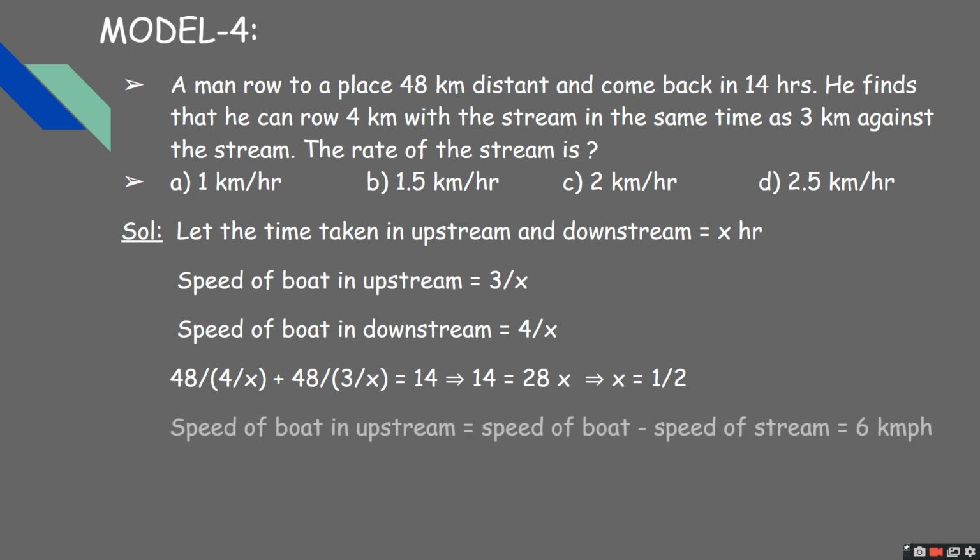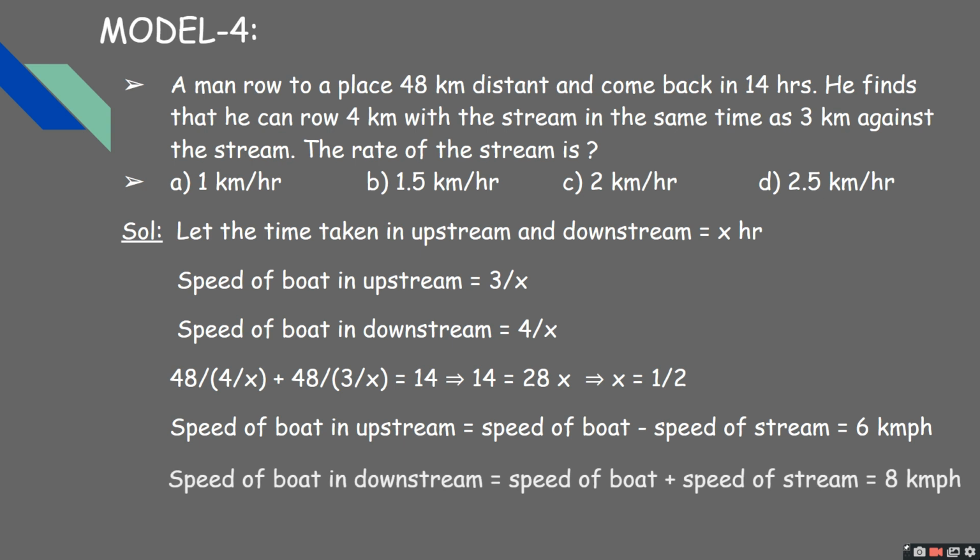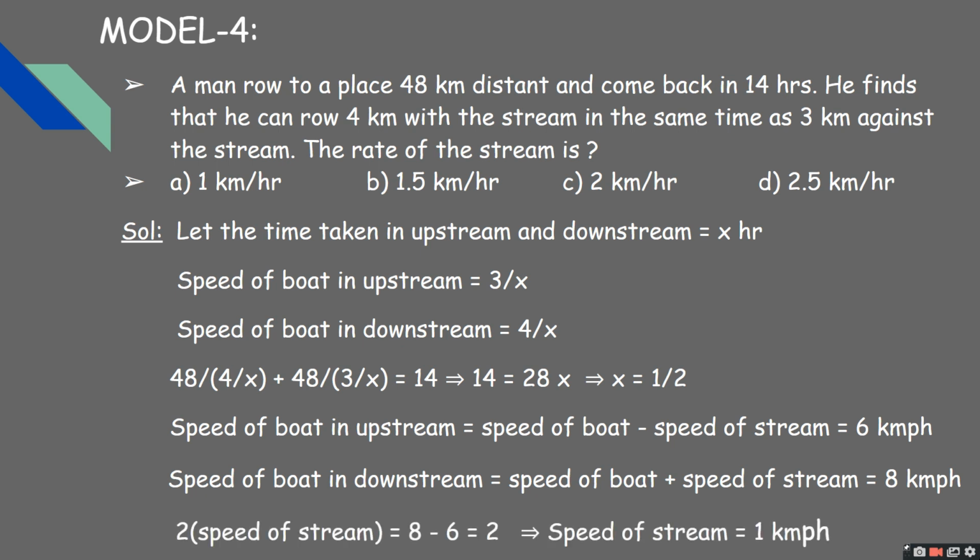We know that speed of boat in upstream equals speed of boat in still water minus speed of stream. That equals 3 by 1 by 2, that equals 6 km per hour. Speed of boat in downstream equals speed of boat in still water plus speed of stream. That equals 4 by 1 by 2, that equals 8 km per hour. Subtracting equation 2 from equation 1, 2 into speed of stream equals 8 minus 6, that equals 2. Hence, speed of stream equals 1 km per hour.